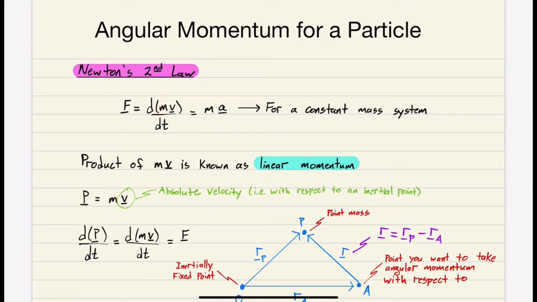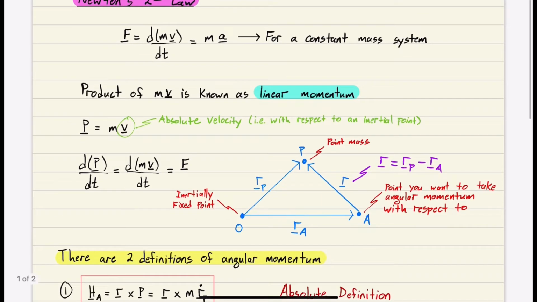And if we have a constant mass system, we can take m outside of this derivative. d/dt of v is just a. And so we get the F equals ma that everyone's familiar with. So again, mv is known as linear momentum, and we'll denote that as p. P, it's a vector, right? It's m times v. P is our linear momentum.